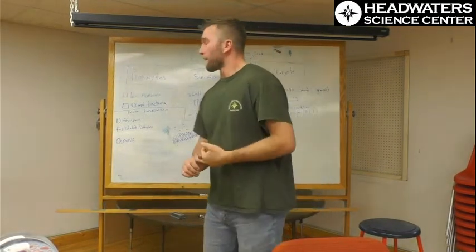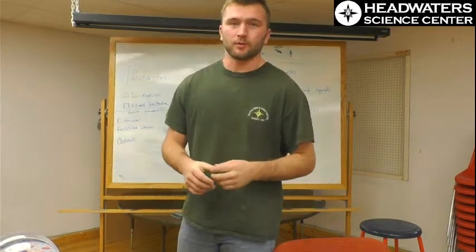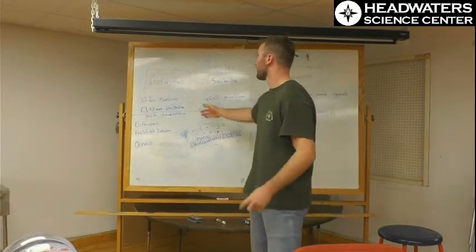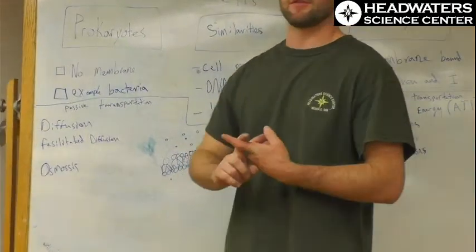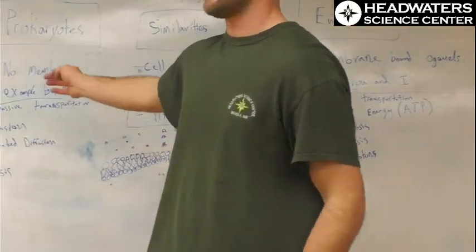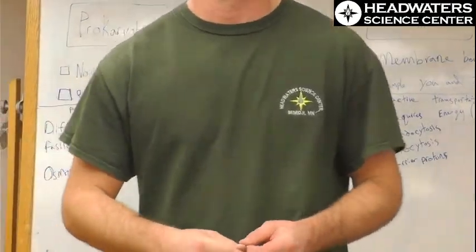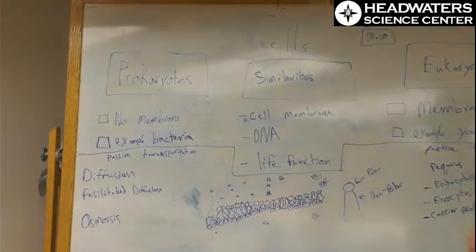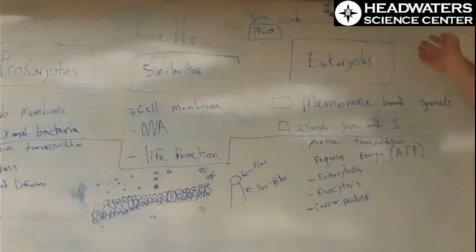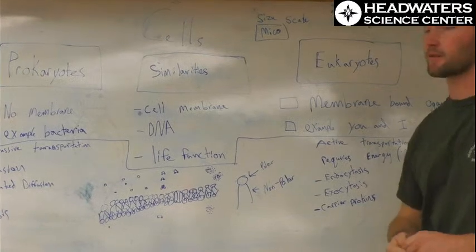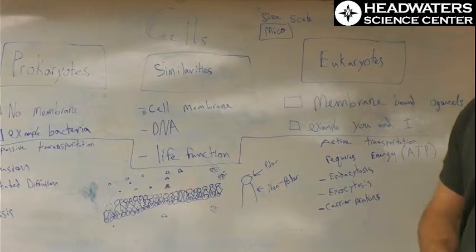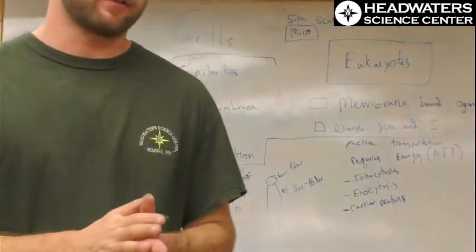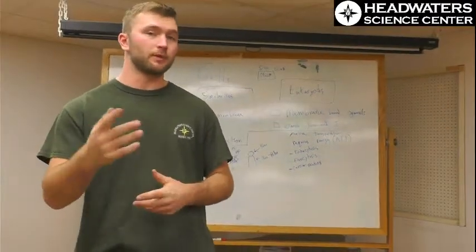So, in broad terms, we have two different types of cells. We have our prokaryotics, which have no membrane-bound organelles, and an example of those would be like bacteria, single-celled organisms. And then on the other side would be eukaryotic cells. They do have membrane-bound organelles. An example of eukaryotic cells would be you and me. You and I.